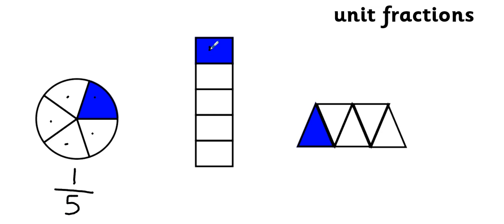There's one part coloured in. And how many parts were there altogether? 1, 2, 3, 4, 5. 1 out of 5. And then this last example, one part coloured in out of 1, 2, 3, 4, 5. 1 out of 5. What do you think we call this unit fraction?